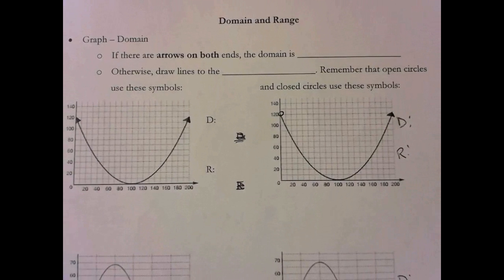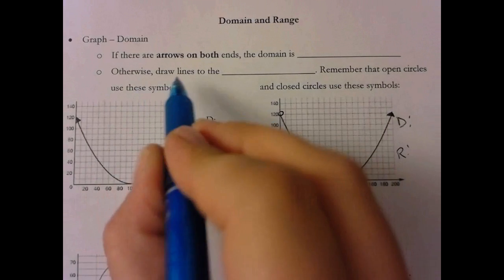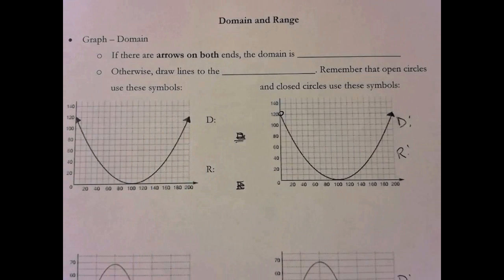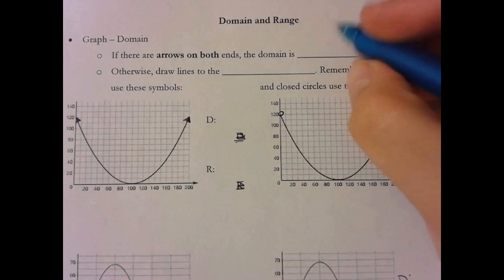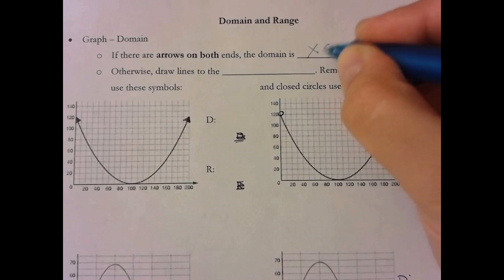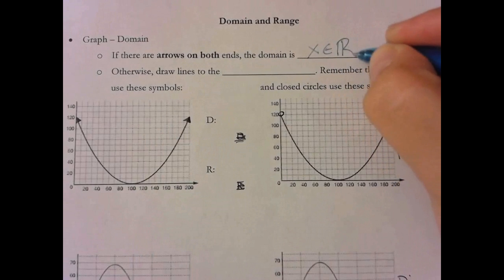All right, finding the domain and range given a graph is a little different. If you have arrows on both ends, just like with the equation, your domain is x is in the set of all real numbers.